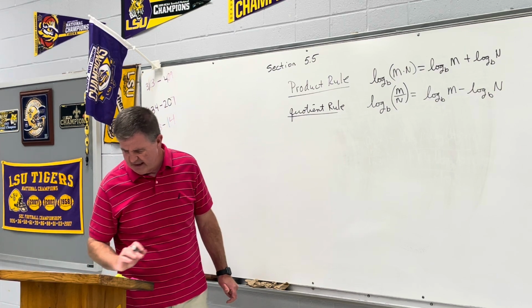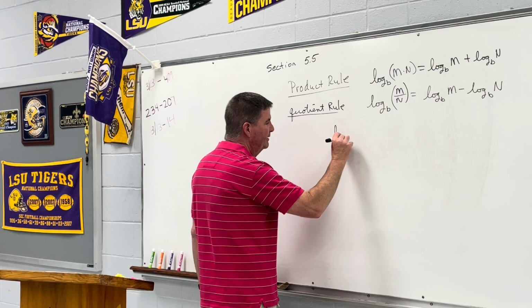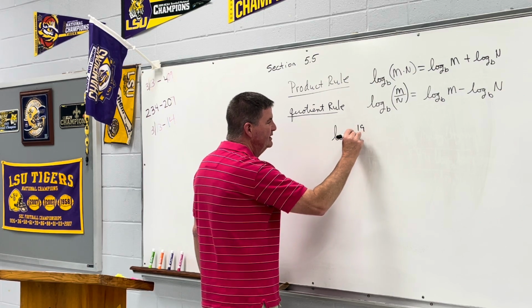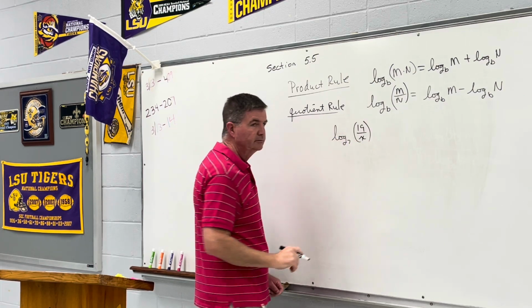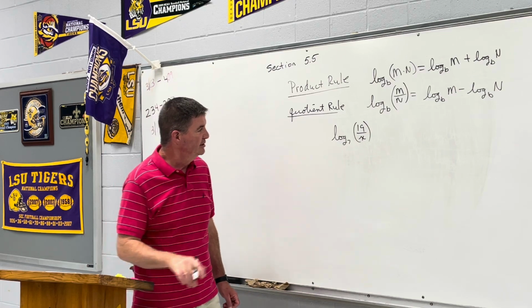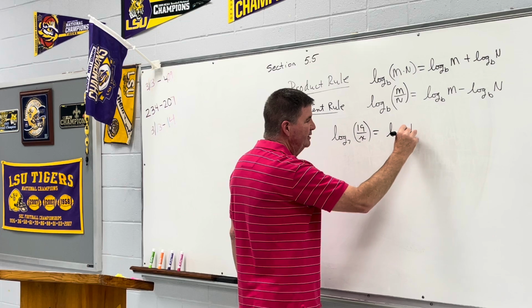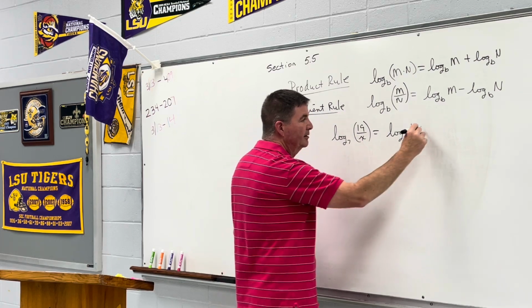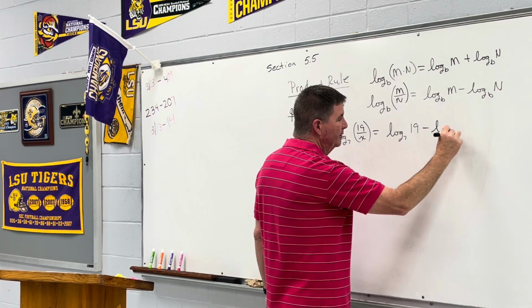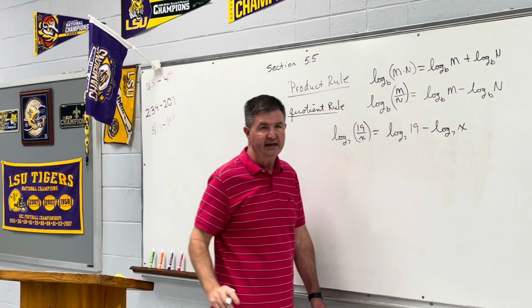Suppose we have log base 7 of 19 over x. That would be a quotient. We would write this as log base 7 of 19 minus log base 7 of x.